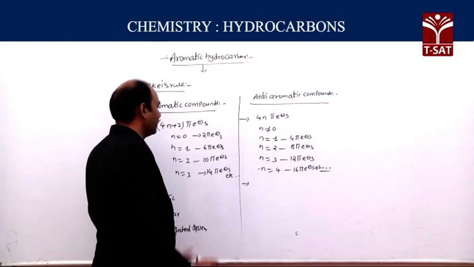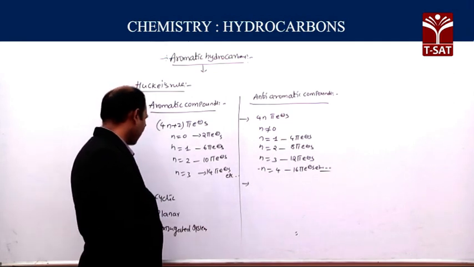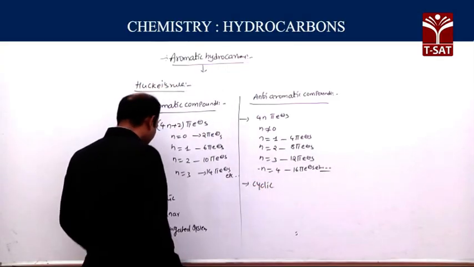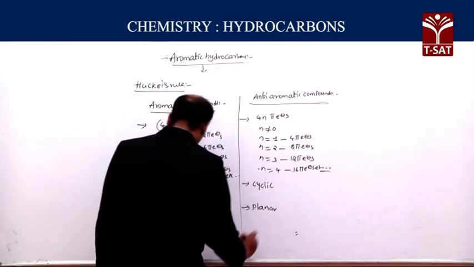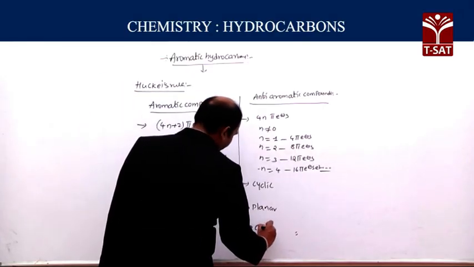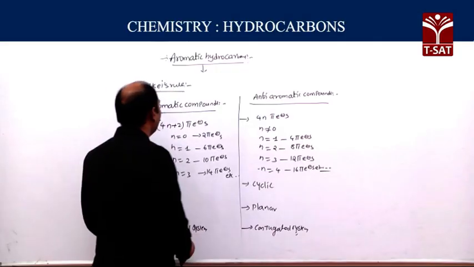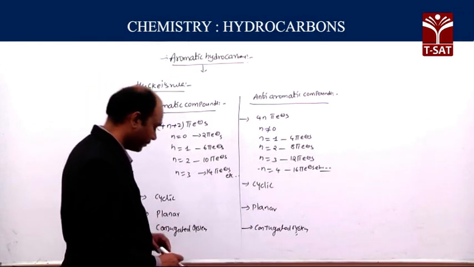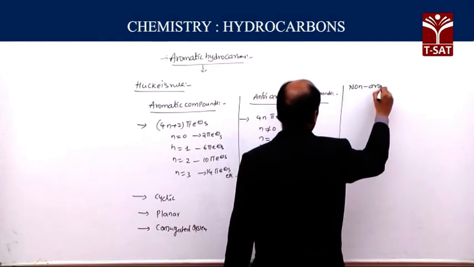Only the first rule is different. Here it is 4n plus 2 pi electrons, there it is 4n pi electrons. The compound must be cyclic, here also cyclic. The compound must be planar, here also planar. The compound must contain a conjugated system, here also. The only difference between aromatic and anti-aromatic is 4n plus 2 versus 4n pi electrons; all the remaining rules are the same. And the next one is non-aromatic compounds.